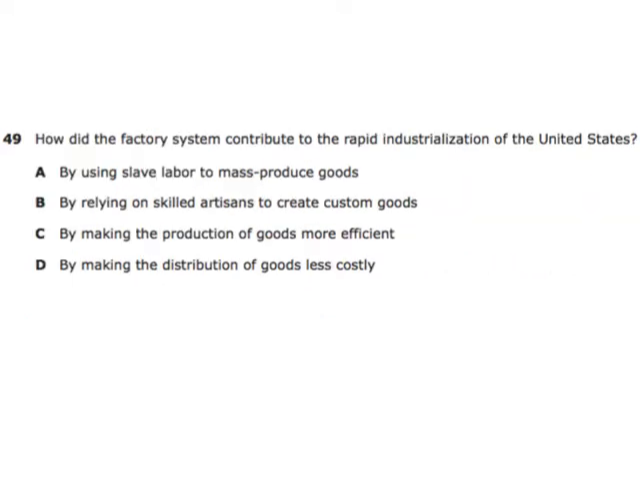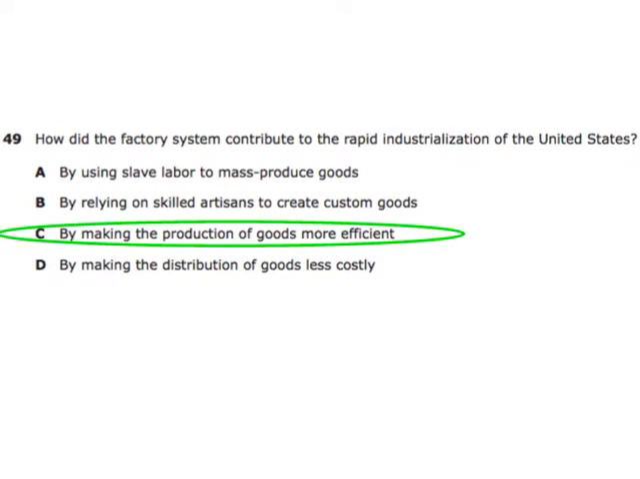How did the factory system contribute to the rapid industrialization of the United States? By making the production of goods more efficient. That's what industry and factories are for. We can quickly and more efficiently and easier make more products.